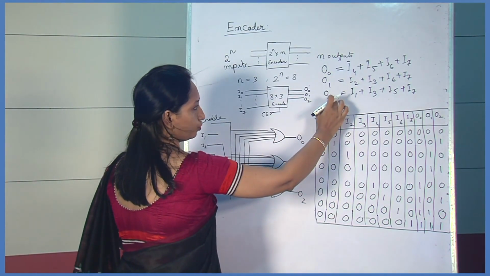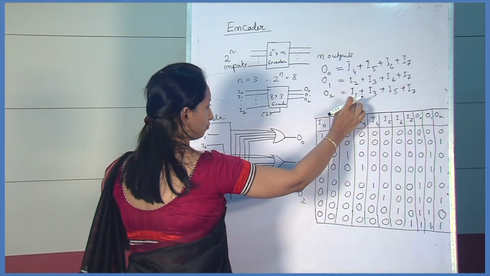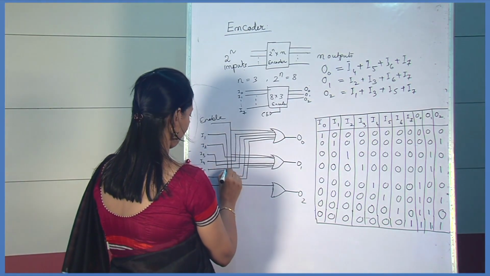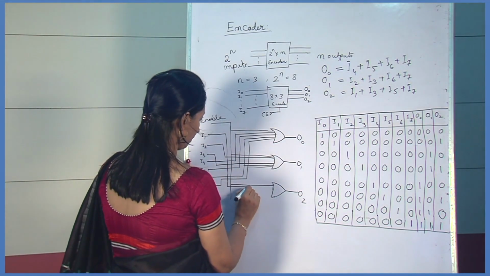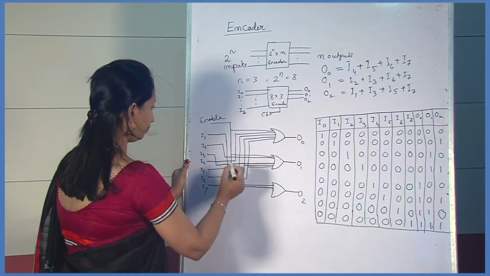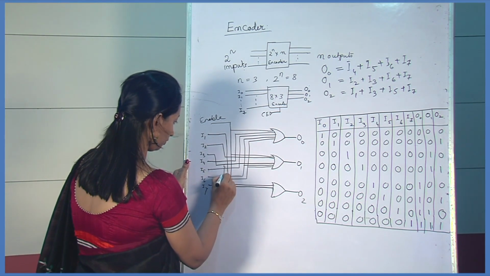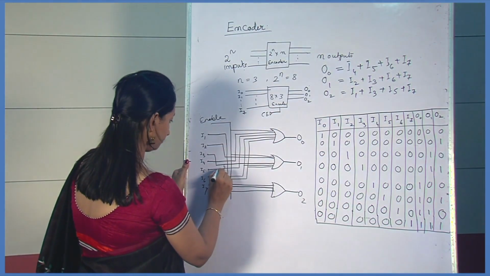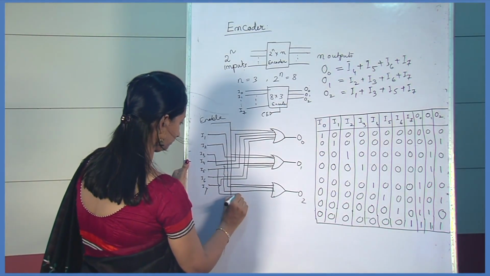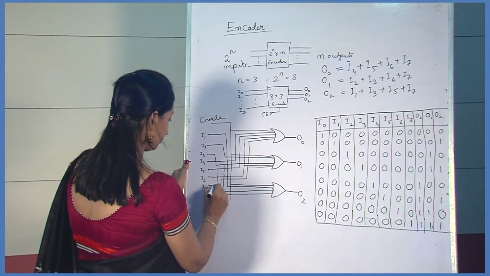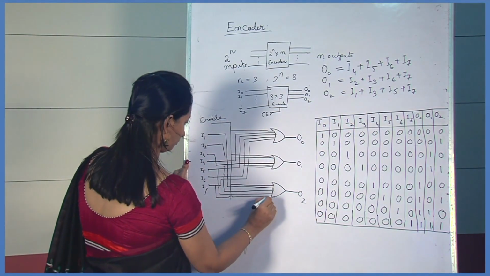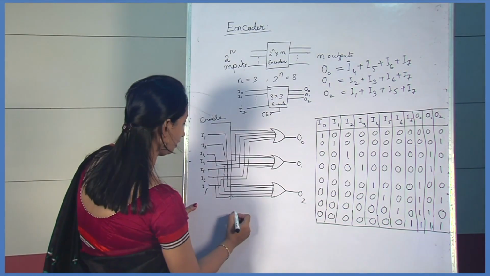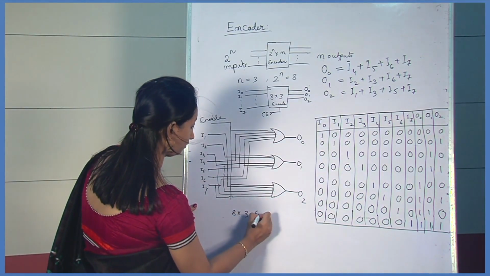Then for O2, the input combinations are I1, then I3, already drawn, I5, and I7. So this is the logic circuit for 8x3 encoder.